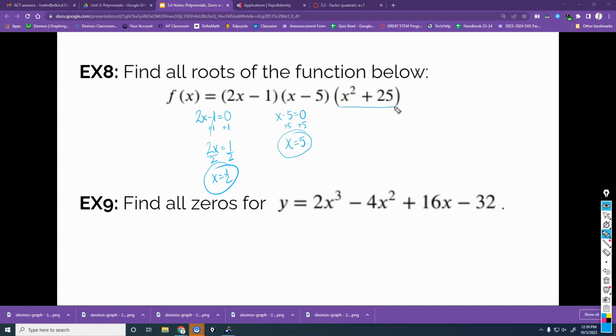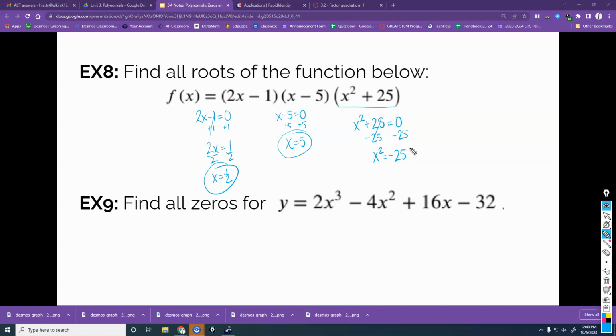This is where I'm going to get my imaginary zeros. If I take x squared plus 25 and set it equal to 0. So, Laura, what would I do to solve that? Good. So I will get x squared equals negative 25. Then, Miles, what do I have to do to get that x by itself?